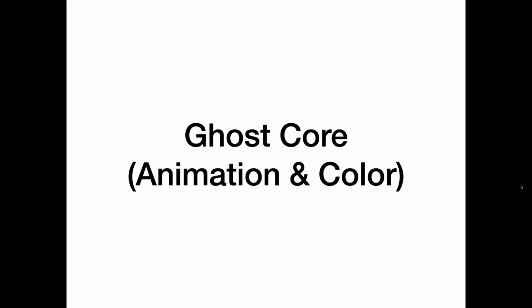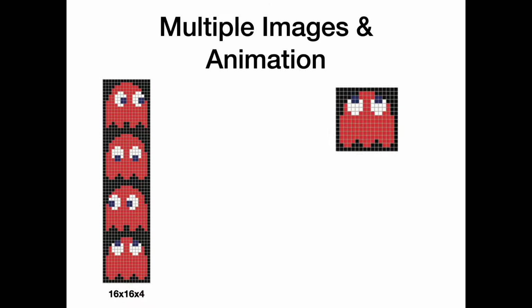So let's get started with animation. Animation is usually generated by displaying different pixels one after the other, one after the other. This can be done by just storing a bunch of pictures for the same character in different positions. For example, here I'm showing you the same ghost character, but it actually has different positions. So I have 1, 2, 3, and 4.